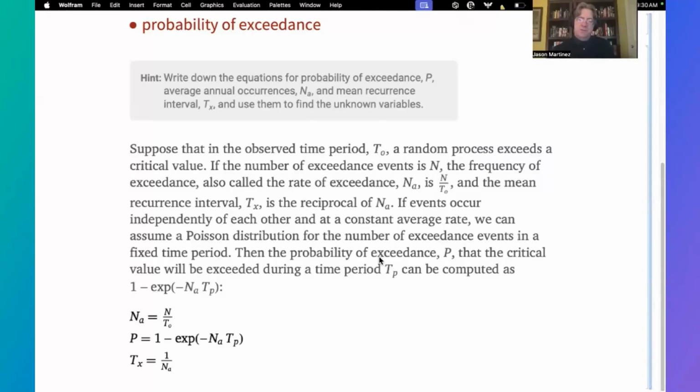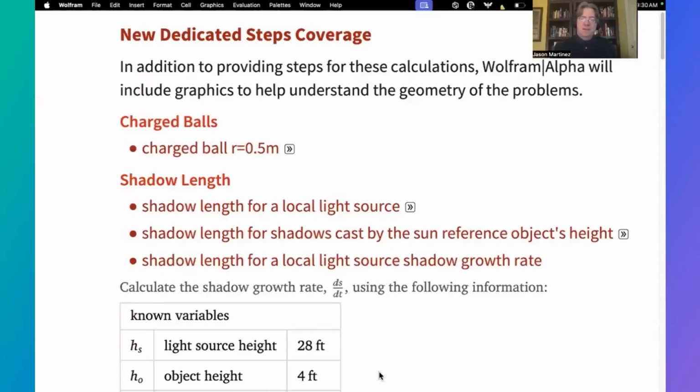And so that just sort of works through the logic of that and tells you what the assumptions that we're making are and what our inputs are. And then lastly, we've been adding even more dedicated steps coverage.